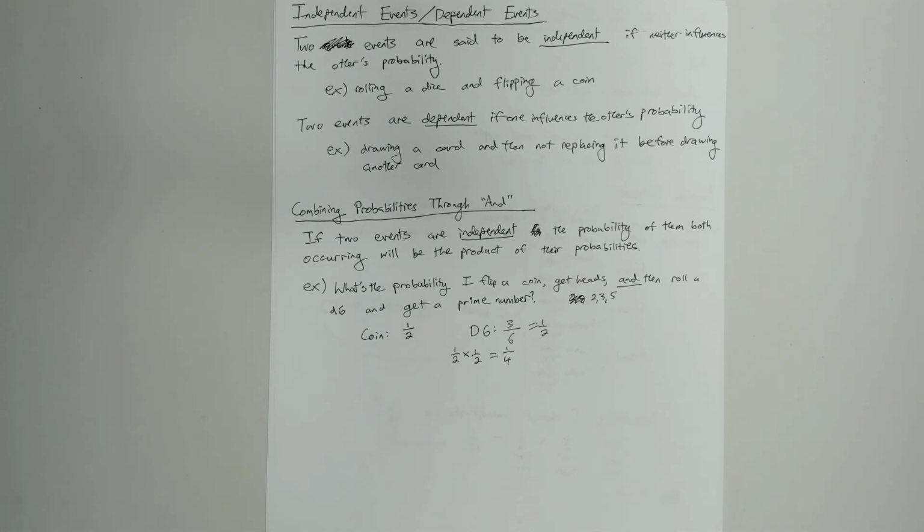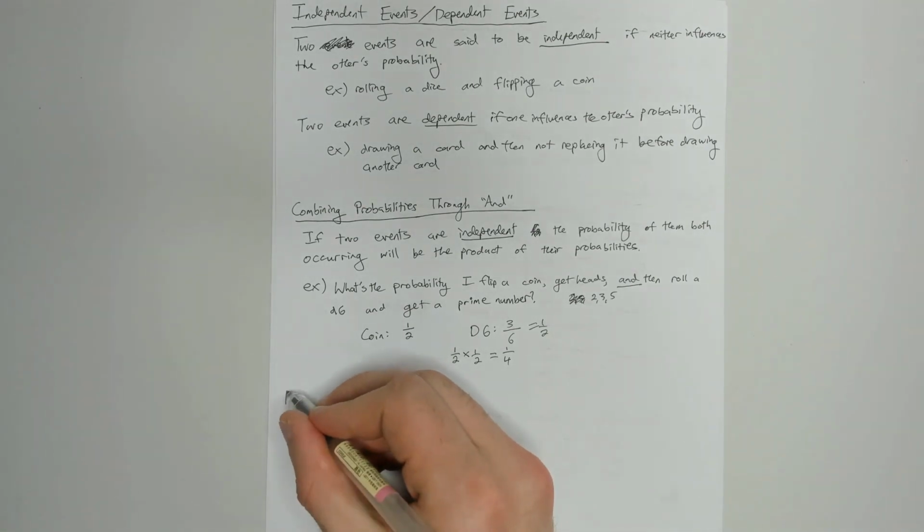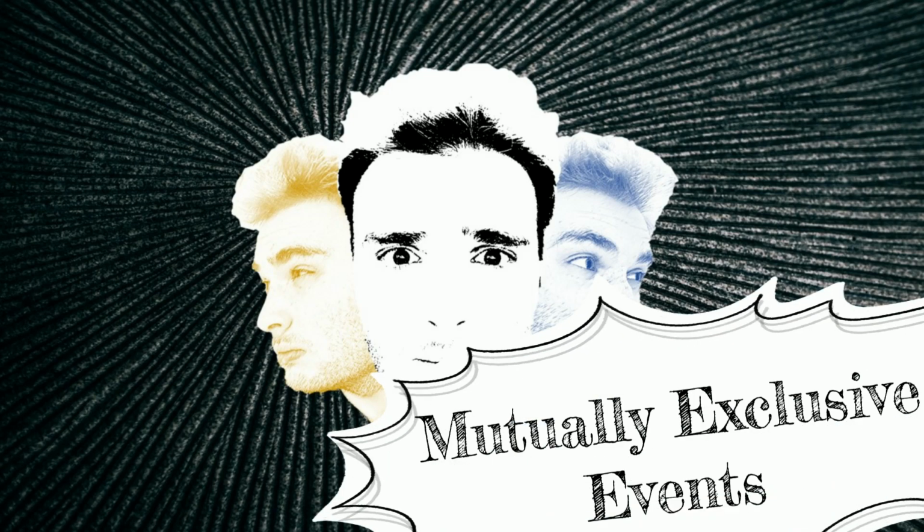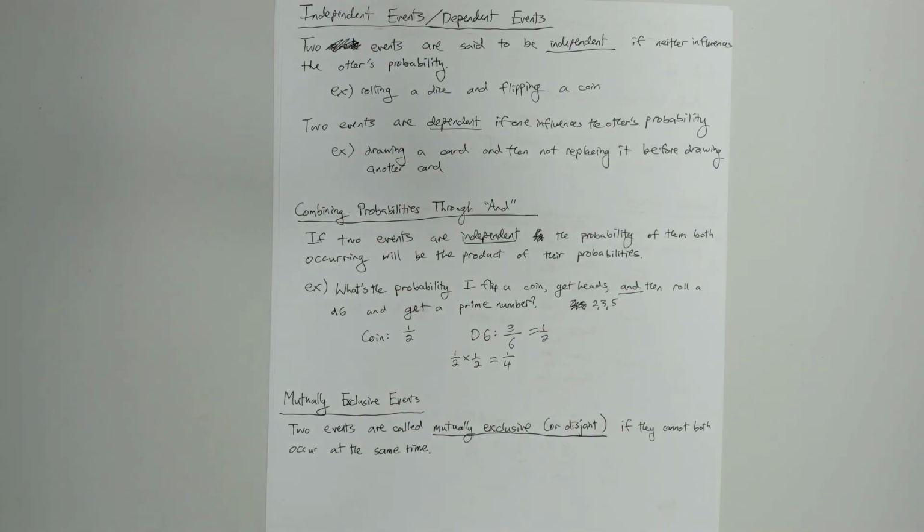So now let's go on to OR. What does it mean to OR two different probabilities? To talk about that, we first need to discuss the idea of mutually exclusive events. Two events are said to be mutually exclusive, sometimes also called disjoint, if they cannot both occur at the same time.